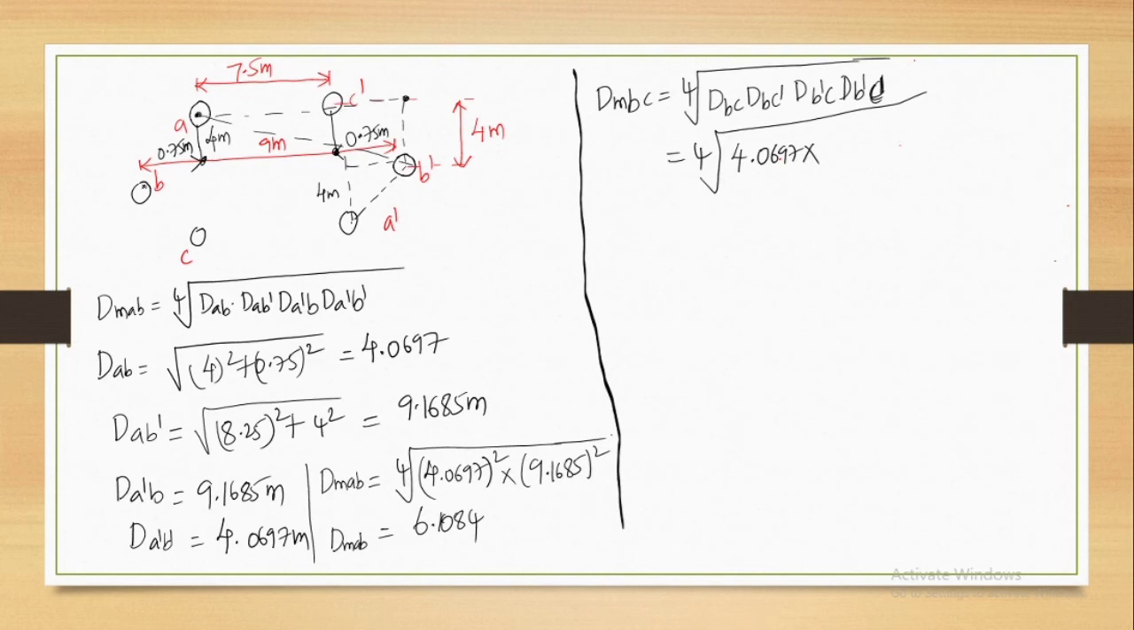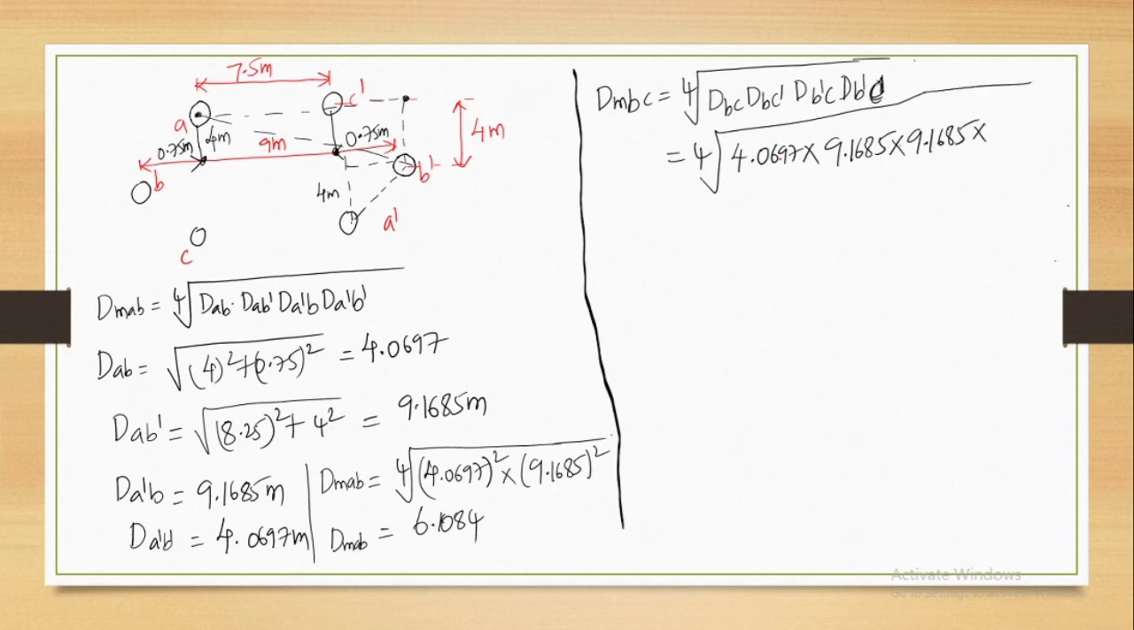Now between B to C dash, the horizontal distance is 8.25 and the vertical distance is 4. So B to C dash distance is the same as A to B dash distance. So it comes out to be 9.1685. Next, B dash to C distance. Where is B dash? Here B dash. C is here. Again the horizontal distance is 8.25 and the vertical distance is 4. So this value is the same as 9.1685.